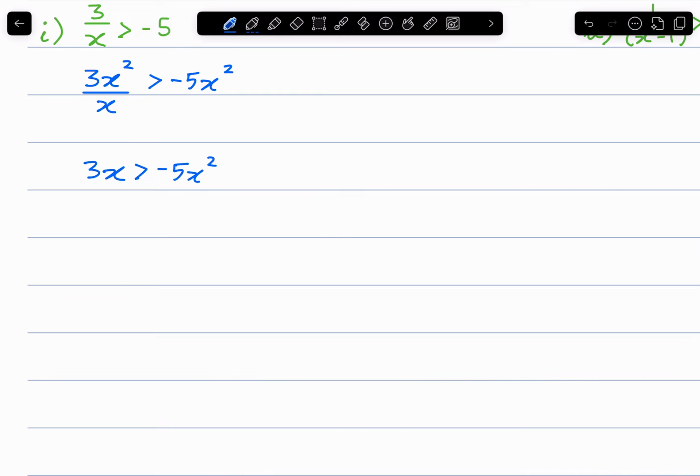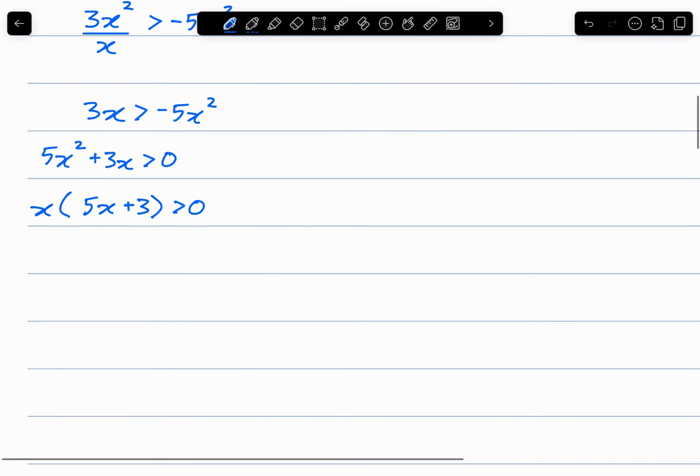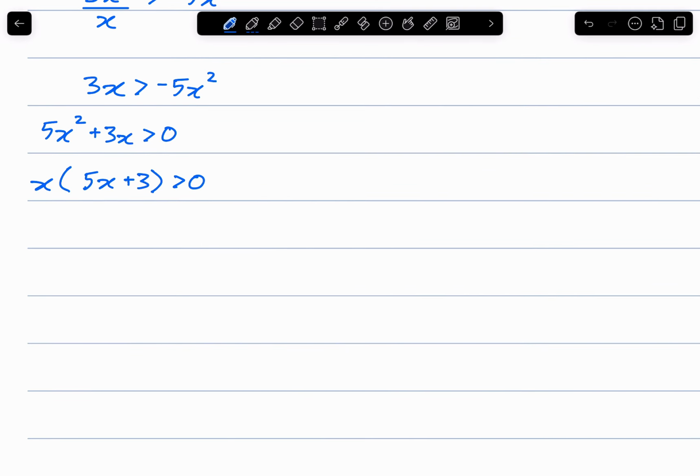So moving 5x squared across, we get positive 5x squared plus 3x is greater than 0. Factoring out x, we get x outside of 5x plus 3 is greater than 0. And I'm just going to solve this where it is equal to 0. So we get x equals 0 and x equals, moving 3 across, negative 3 over 5.